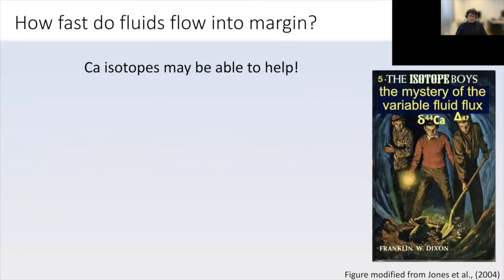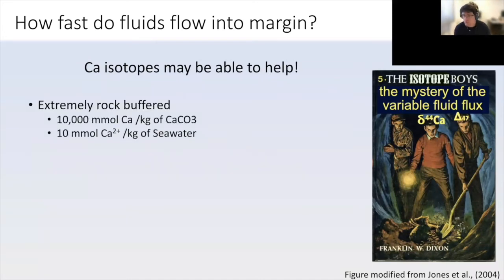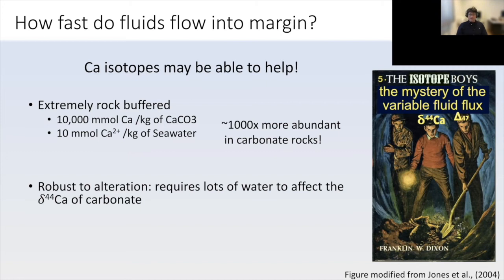And so now we introduce the other one of our two isotope proxies that we're focusing on today, which is calcium isotopes. The reason calcium isotopes are good is that, unlike clumped isotopes, which cannot be rock buffered, you can always reset clumped isotopes. You can't easily reset calcium isotopes unless you have a large amount of fluid flowing through the rock. This is because calcium's abundance in carbonate is about 10 moles per kilogram of calcium carbonate, but it's only 10 millimoles per kilogram in seawater. That means it's about 1,000 times as abundant in carbonate rocks as it is in seawater, and consequently, it's robust to alteration. So this is considered a rock buffered system.